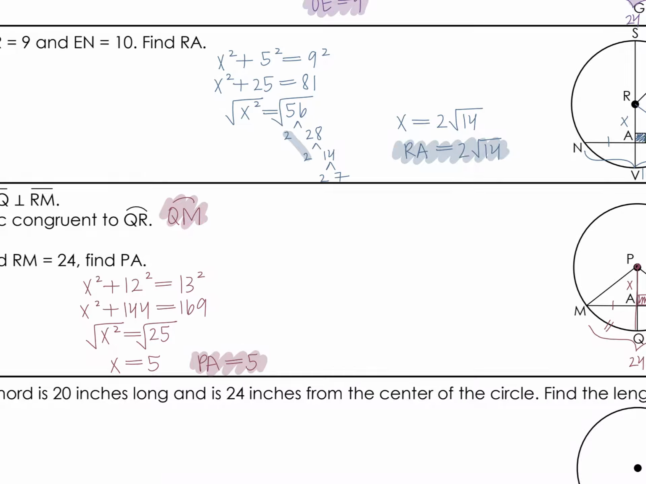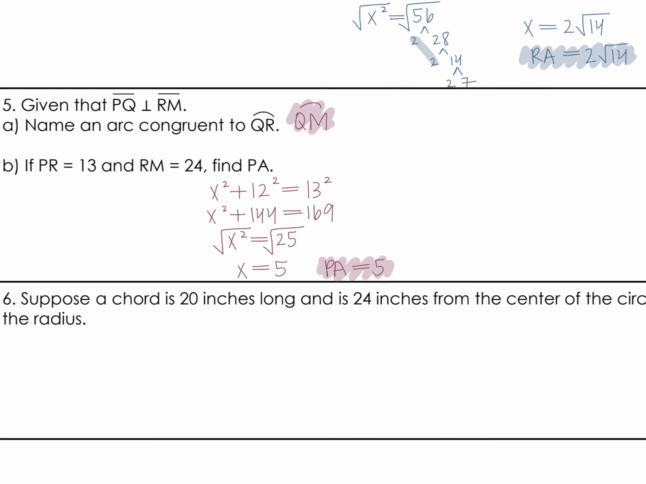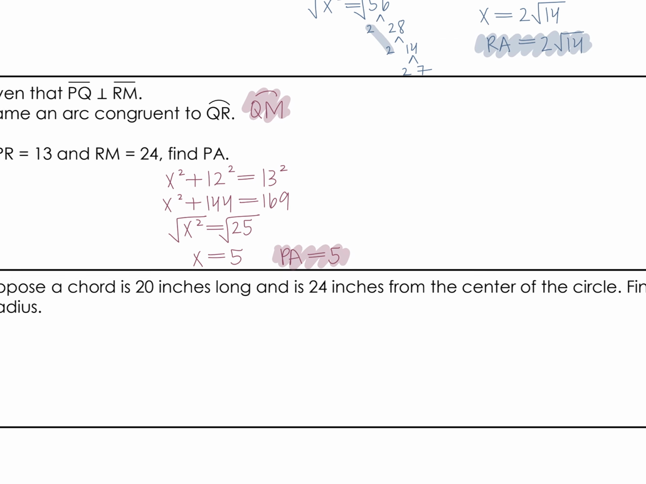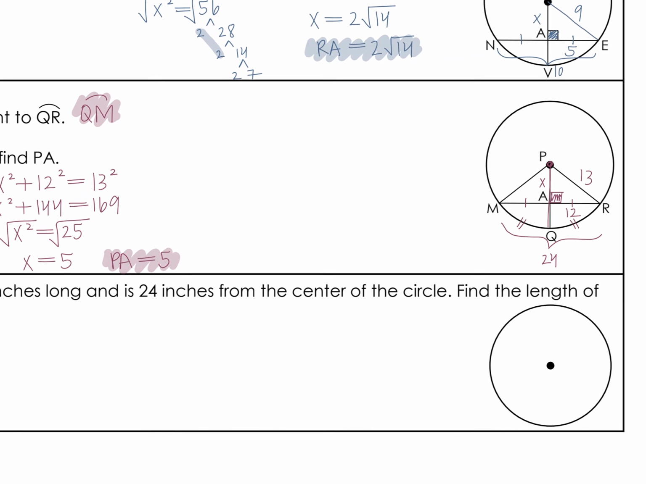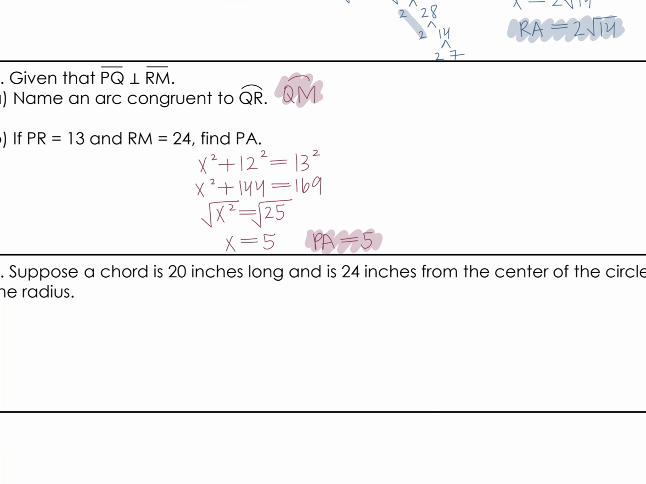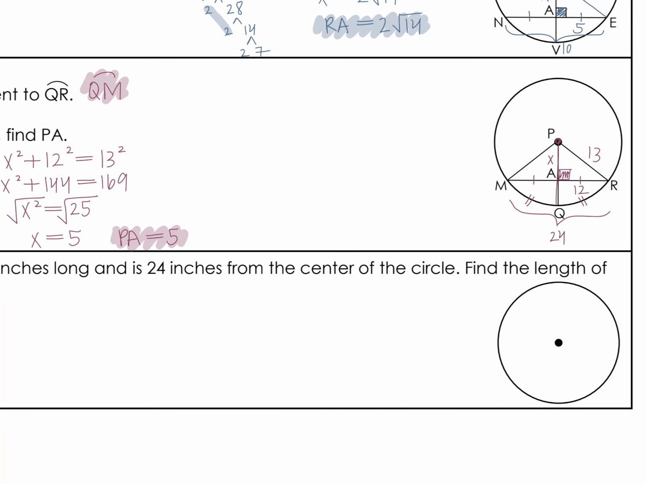All right, last and final problem for these notes. We have, suppose a chord is 20 inches long and is 24 inches from the center of the circle. We want to find the length of the radius. So here they gave you a circle, but nothing else.